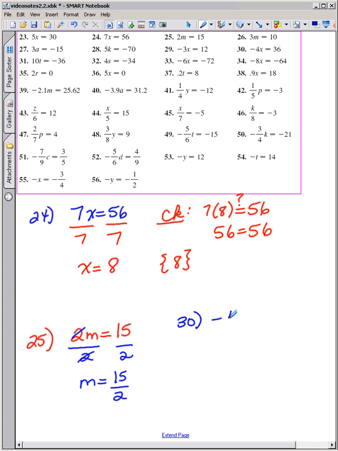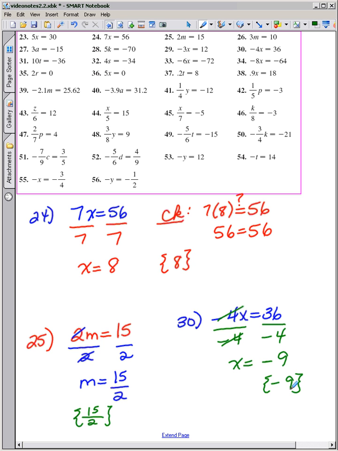Okay. What about number 30? Negative 4x is equal to 36. So here, negative coefficient. To remove it, we divide both sides by negative 4. x divided by 1 is simply x. 36 divided by negative 4, positive divided by negative is a negative 9. Okay? And I haven't put these in solution sets, but you could certainly do that.